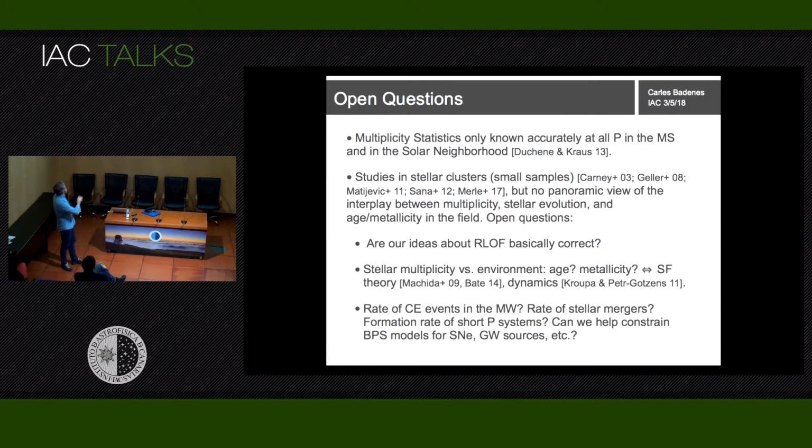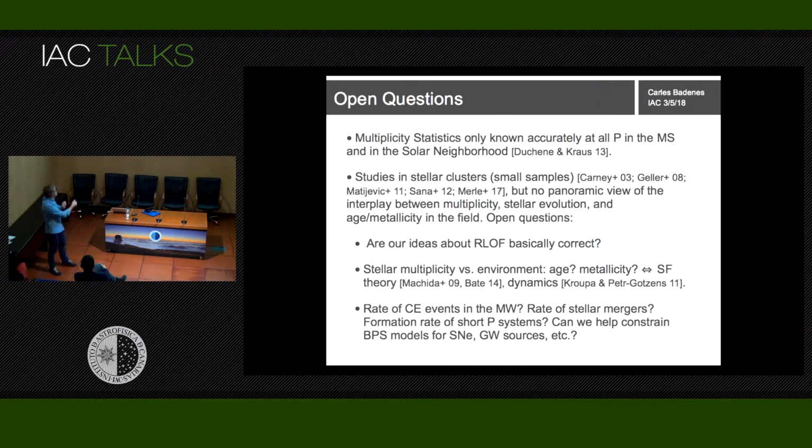There are some studies in stellar clusters. Stellar clusters are wonderful because you have a lot of stars in one place, so you can get a lot of observations of them. But they don't tell you much about the field population. And we know that the vast majority of the mass of stars in the Milky Way is in the field, not in clusters. There is no panoramic view of the interplay between multiplicity and the main properties of stars, age and metallicity, in the Milky Way. What do we want to know?